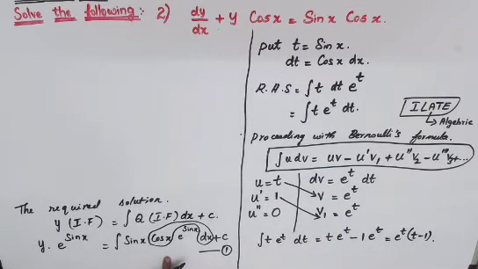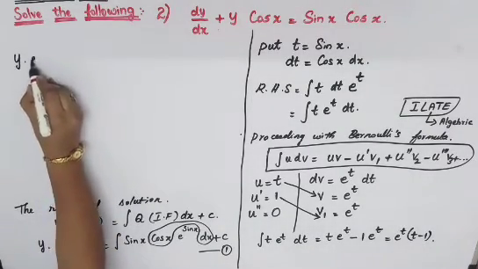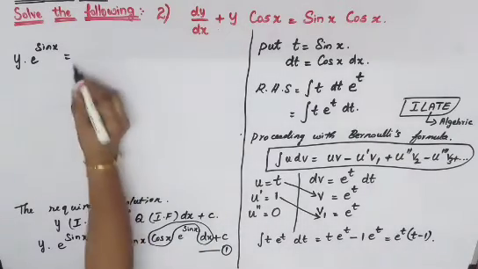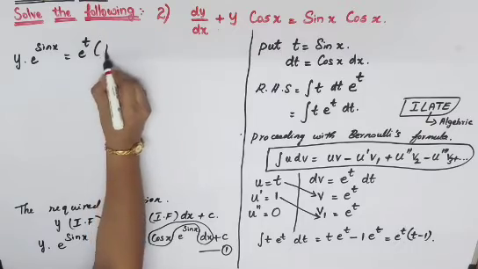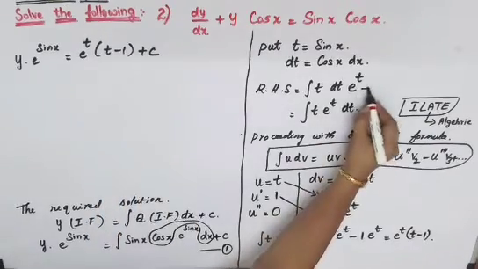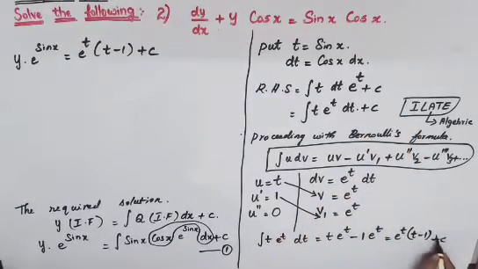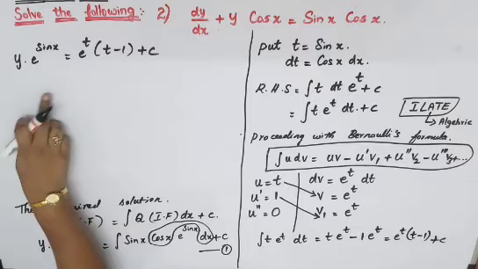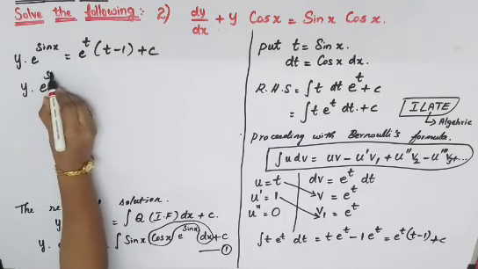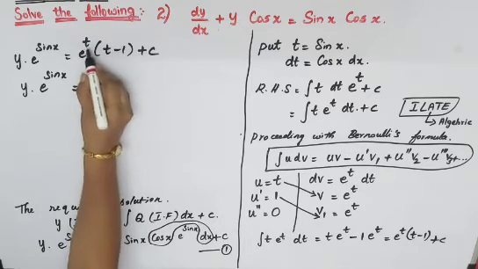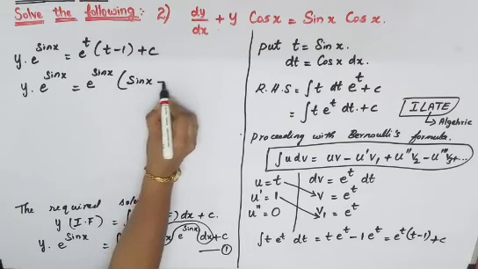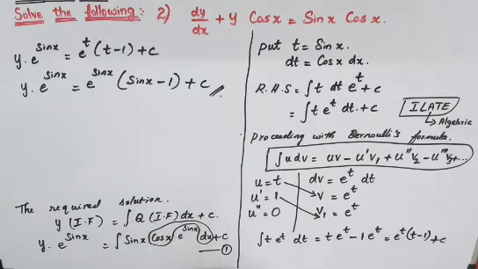Substituting this in your equation 1, because we have found the RHS answer, you will have y into e power sin x is equal to e power t into t minus 1 plus c. Since we only substituted t, you have to remove that t. t we substituted as sin x, so you can write y into e power sin x is equal to e power sin x into sin x minus 1 plus c. So this is the answer for your second question.